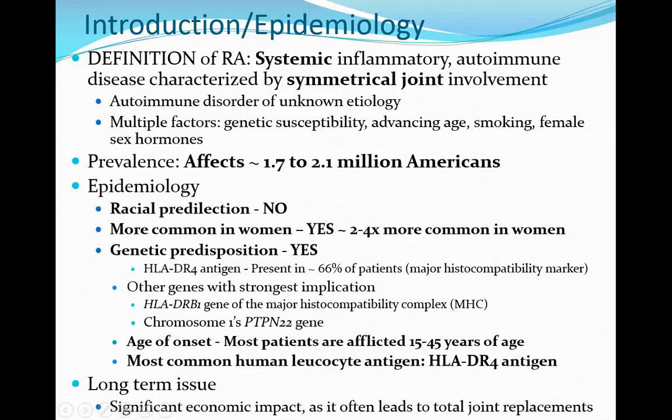It more commonly occurs in women, 2 to 4 times more common, compared to gout, which was more common in men. And the general age of onset starts at 15 and goes up to 45. And the other thing is there is a long-term impact on the patient's health. Often, if not treated, it will lead to permanent disability, and you will require joint replacement.